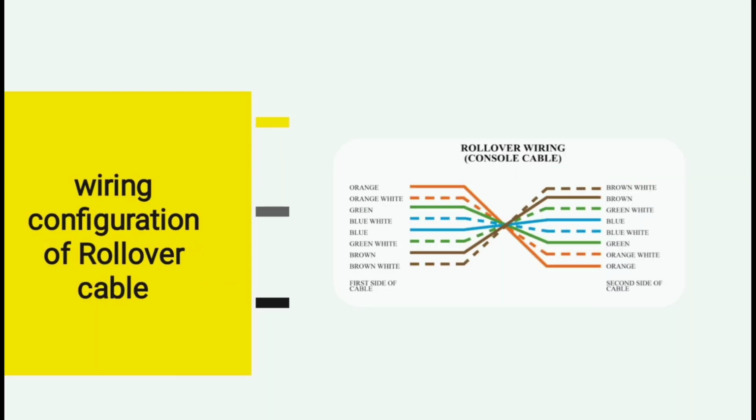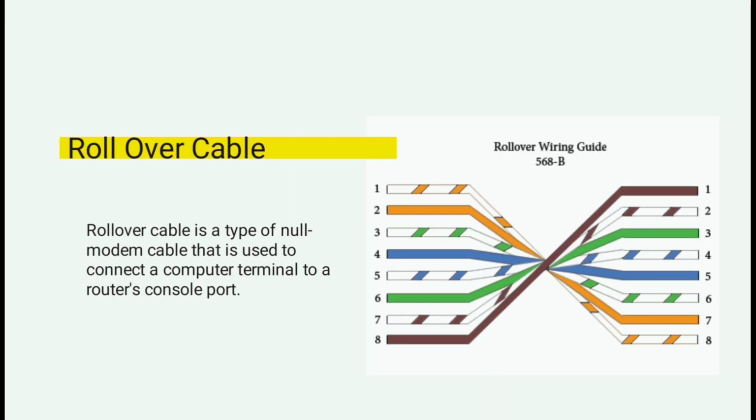The purpose of the rollover cable is to allow a computer or terminal to communicate with the networking device using a serial connection. When the cable is connected to the console port of the networking device and to the serial port of a computer, the console port will display the device's command line interface, allowing the user to enter configuration commands, view status messages, and perform other administrative tasks.